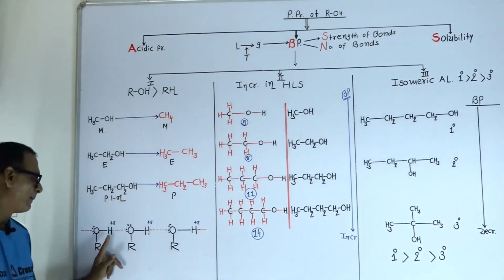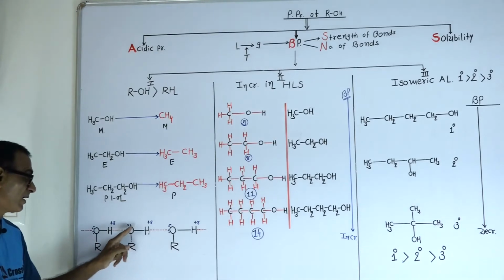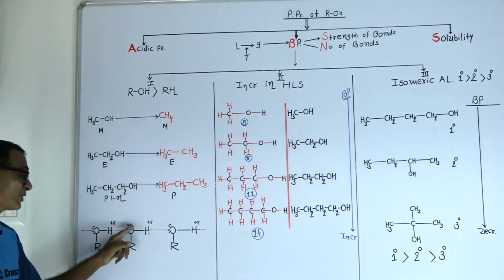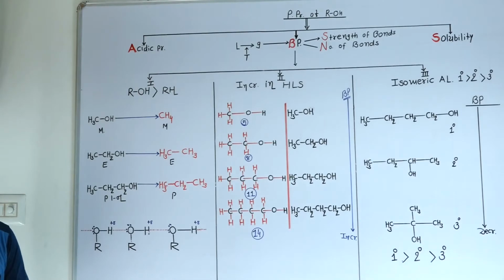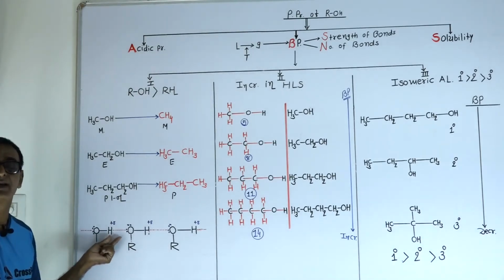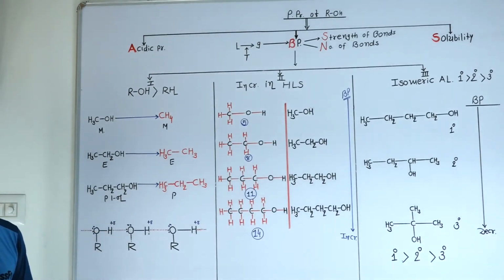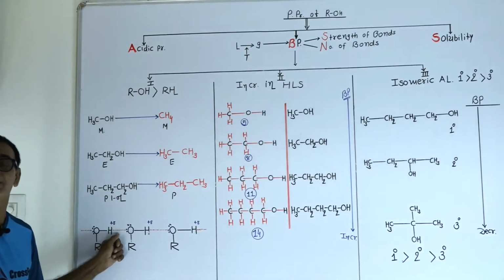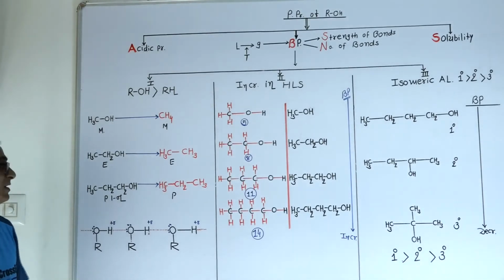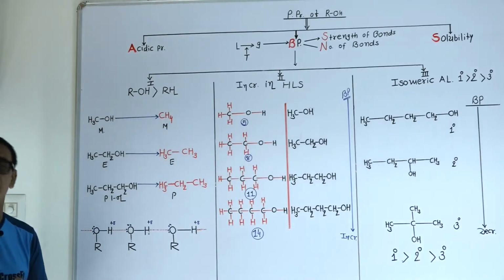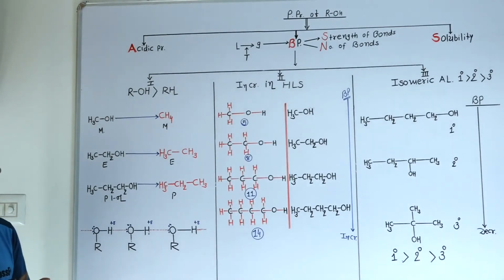Now, between the positively charged hydrogen and the lone pair of electrons on the oxygen of a second alcohol molecule, a weak attraction force will be formed. This attraction force is known as hydrogen bond. In the case of alkane compounds, there is no chance for the formation of hydrogen bond. That's why the boiling points of alcohols are more compared to the corresponding alkane compounds.